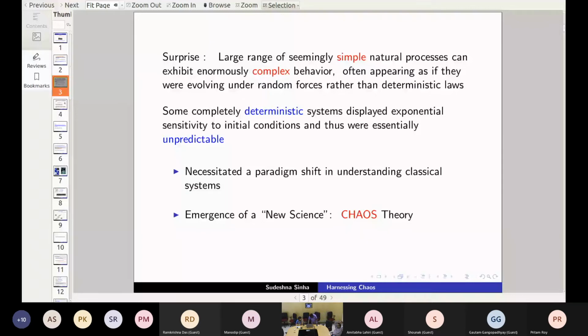Please unmute yourself. Your microphone is muted. Can you hear us? The microphone seems to be muted. Sudeshna, please unmute yourself. You are muted. Where is it showing? I don't see Sudeshna.